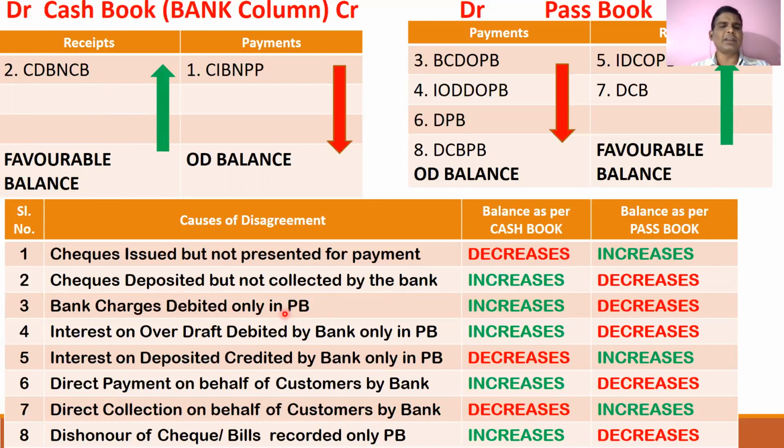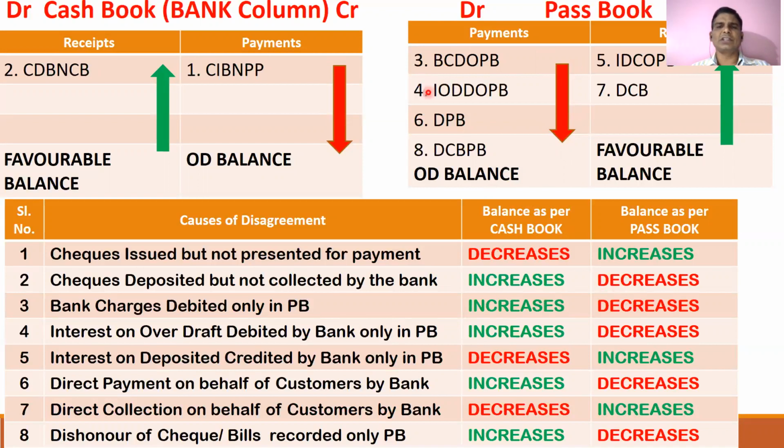Bank charges are debited only in the passbook. Because it is the withdrawal side, this is the payment side in the passbook. When bank charges are debited, passbook decreases. Obviously, cash book increases. Bank charges debited only in passbook: passbook decreases, cash book increases.